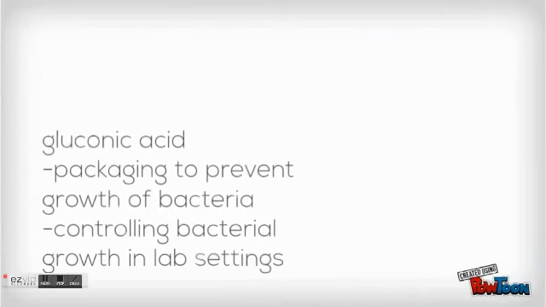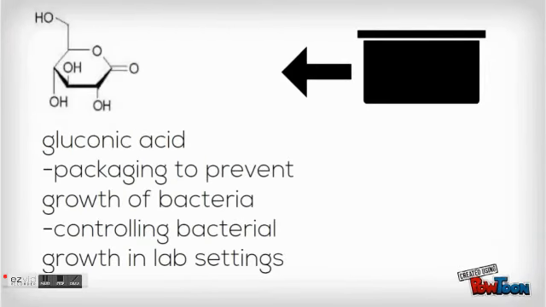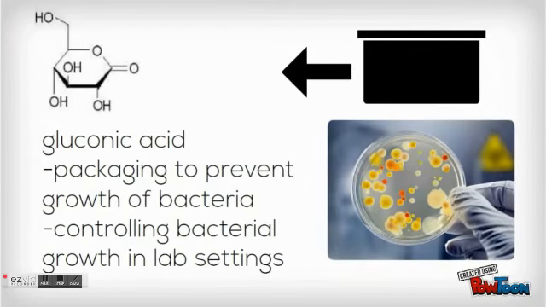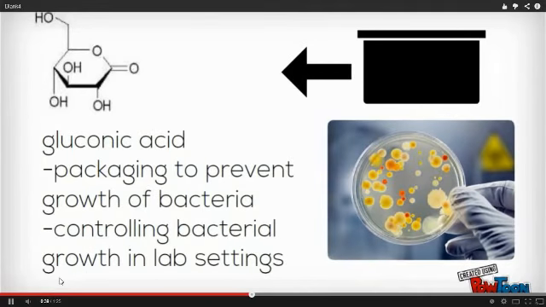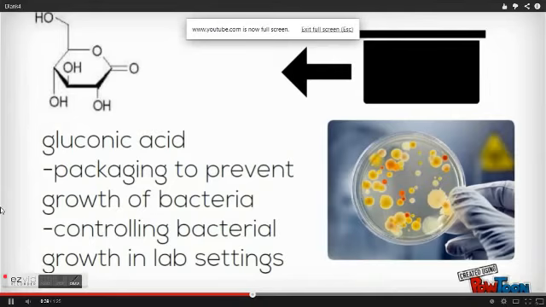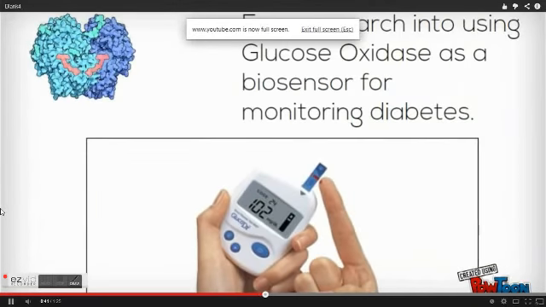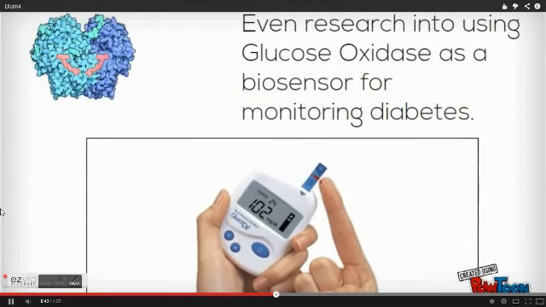Additionally, gluconic acid, which is produced from the hydrolysis of gluconolactone, has its own important industrial uses. It can be used as packaging to prevent growth of bacteria, as well as controlled bacterial growth in lab settings. Another major area of interest is using glucose oxidase as a biosensor for monitoring diabetes.